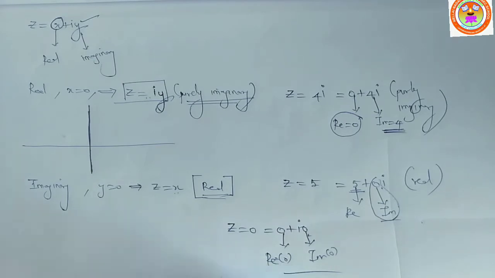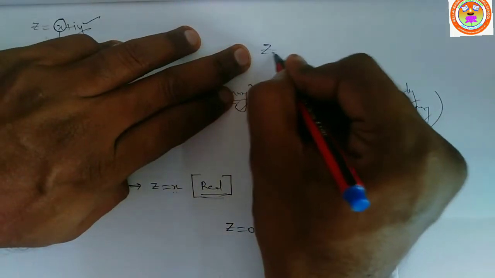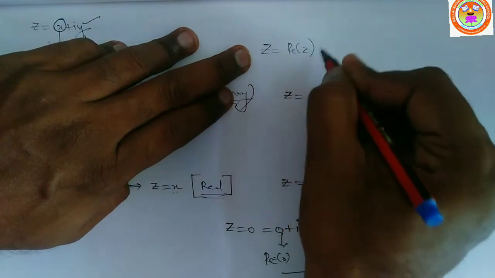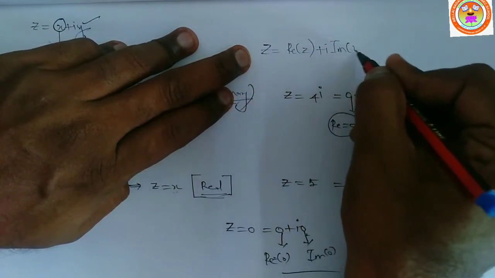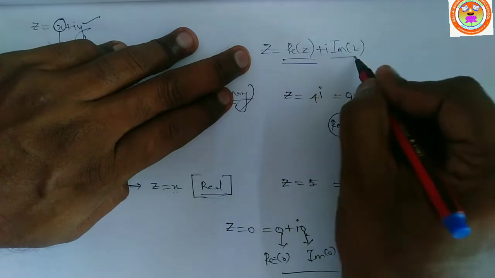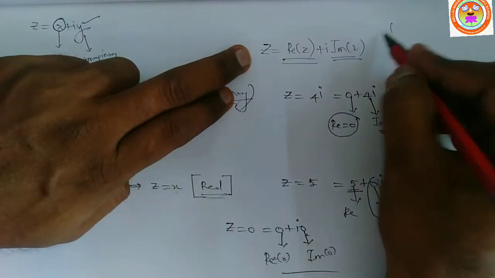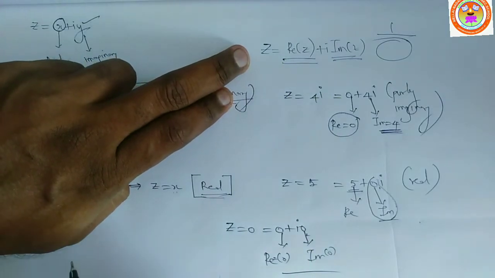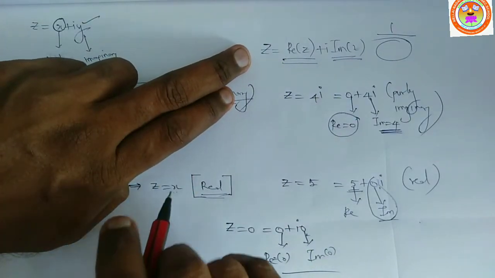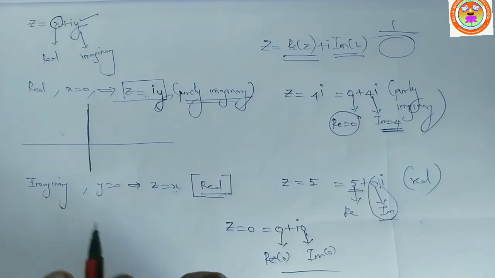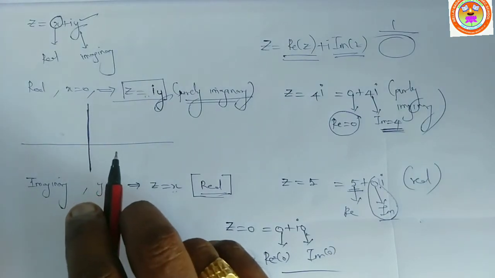This is the correct format: z is equal to the real part of z plus i into the imaginary part of z. First you need to write real, next you need to write imaginary. At the same time, the complex number should not have a denominator. You need to make it only a numerator. If there is a denominator, you need to conjugate and bring it to the numerator. This is the main thing you need to learn here.